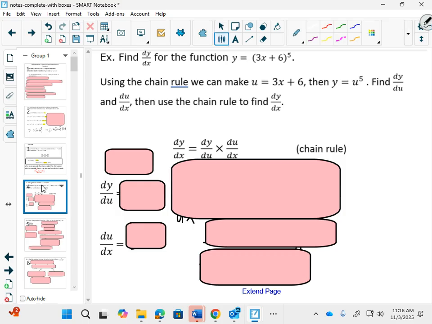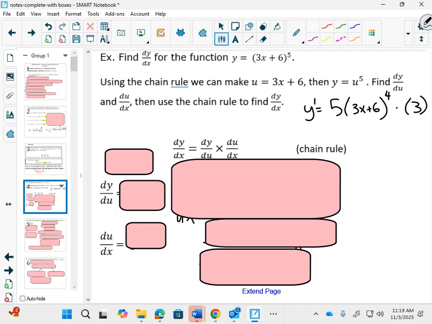You're going to recognize what is the outside function, what's inside. In this case, can you see that the 3x plus 6 is inside being the power 5? So my outside function is the power 5. How do I do a power rule? The exponent comes out in front, subtract 1 from the exponent, keep the inside the same. Multiply by the derivative of the inside, which is 3. That's all the work you're going to show.